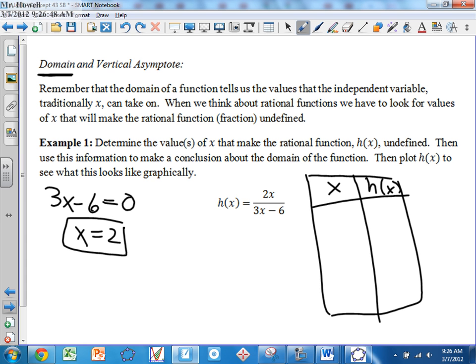X and h of x. And what I want you to do is pick values to the left of 2 to see what's happening to the graph as I keep increasing it. So I want to try, for example, the numbers that I happen to use here, just so that we're consistent with the notes. 1, 1.5, 1.8, 1.9, and then 1.99.